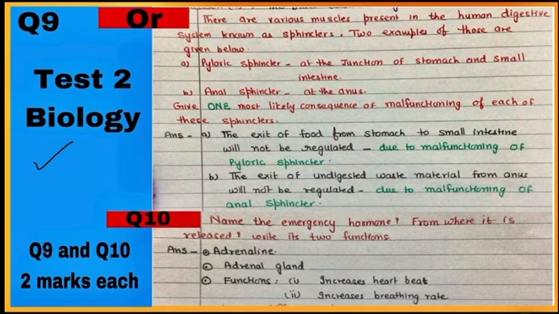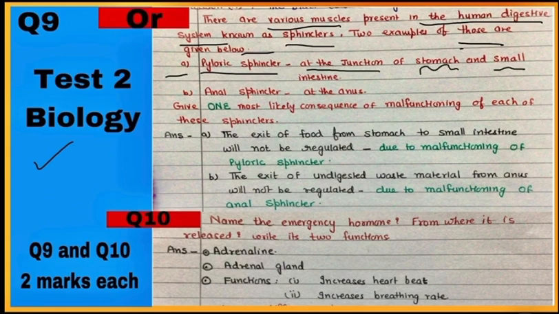Question number 9 has a choice. Now check the question. There are various muscles present in the human digestive system known as sphincters. Two examples of these are given below. A. Pyloric sphincter, which is present at the junction of stomach and small intestine, and B. Anal sphincter, present at the anus. Give one most likely consequence of malfunctioning of each of these sphincters.